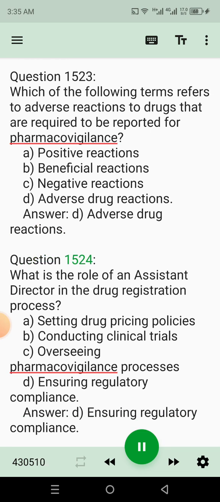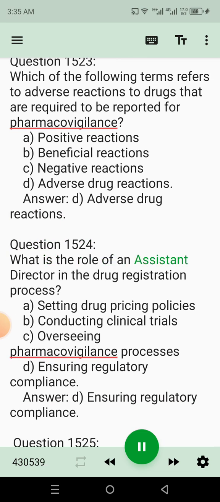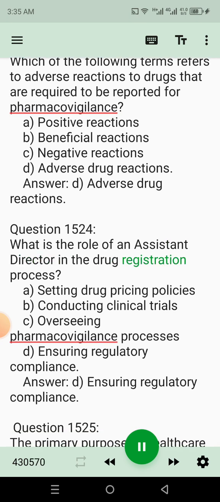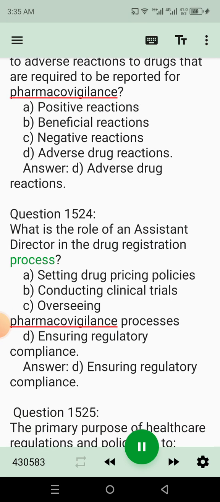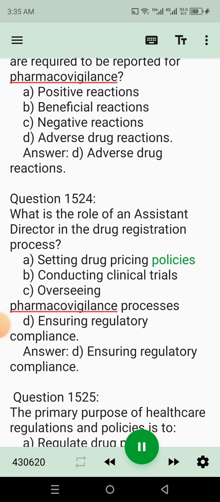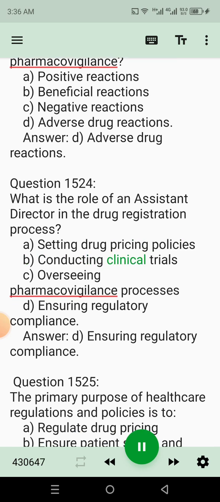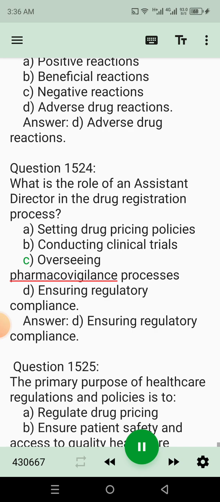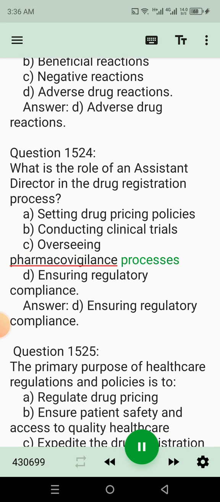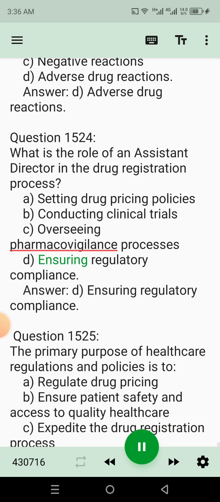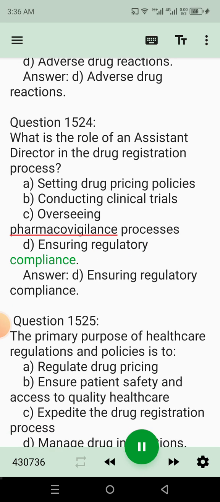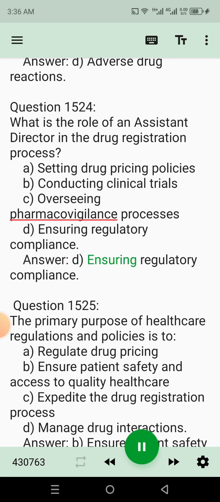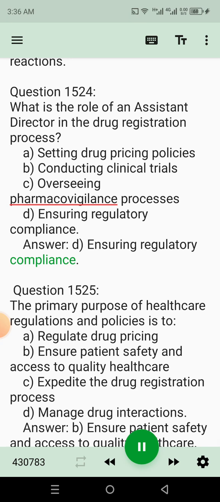Question 1524. What is the role of an assistant director in the drug registration process? A. Setting drug pricing policies. B. Conducting clinical trials. C. Overseeing pharmacovigilance processes. D. Ensuring regulatory compliance. Answer. D. Ensuring regulatory compliance.